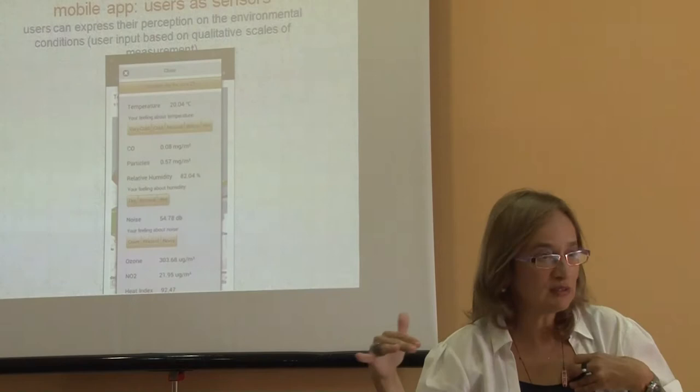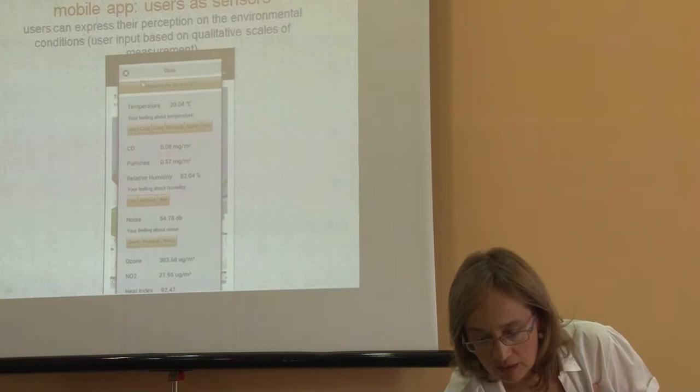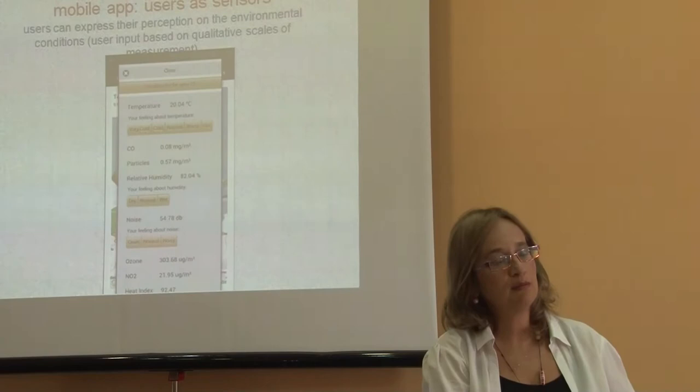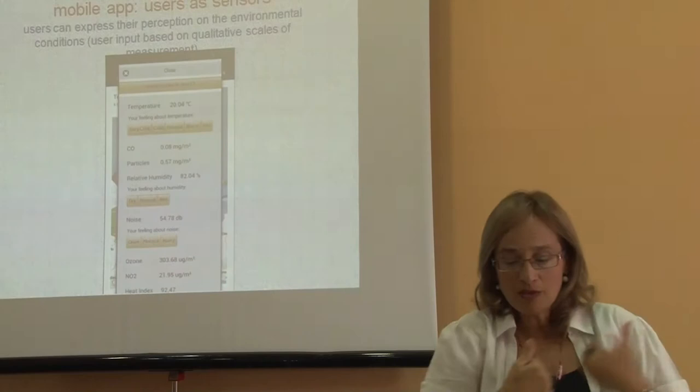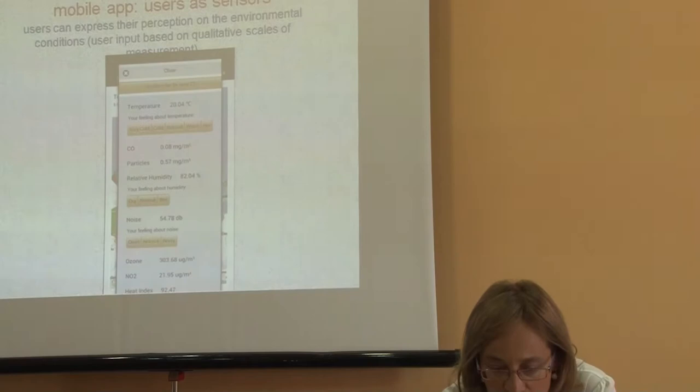So maybe the temperature value reported here is based on some conditions reported by sensors which are, let's say, in the sun. So it seems that they have a very high temperature. But the user might feel cold there. So we might have the user declaring, yes, very cold, cold, whatever. This is the human sensing.